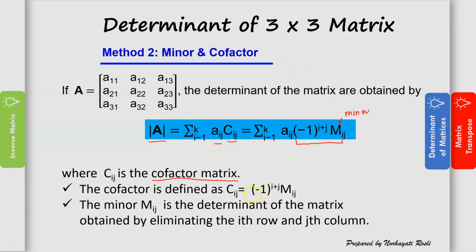So here, class, there are two important things that you need to know. The cofactor is defined as Cij, which is given by this formula, and then the minor Mij. Before we compute this Cij, we need to know our minor. How to compute the minor? It is the determinant of the matrix that we obtain by eliminating the i row and j column. I will show you in detail in the next example.